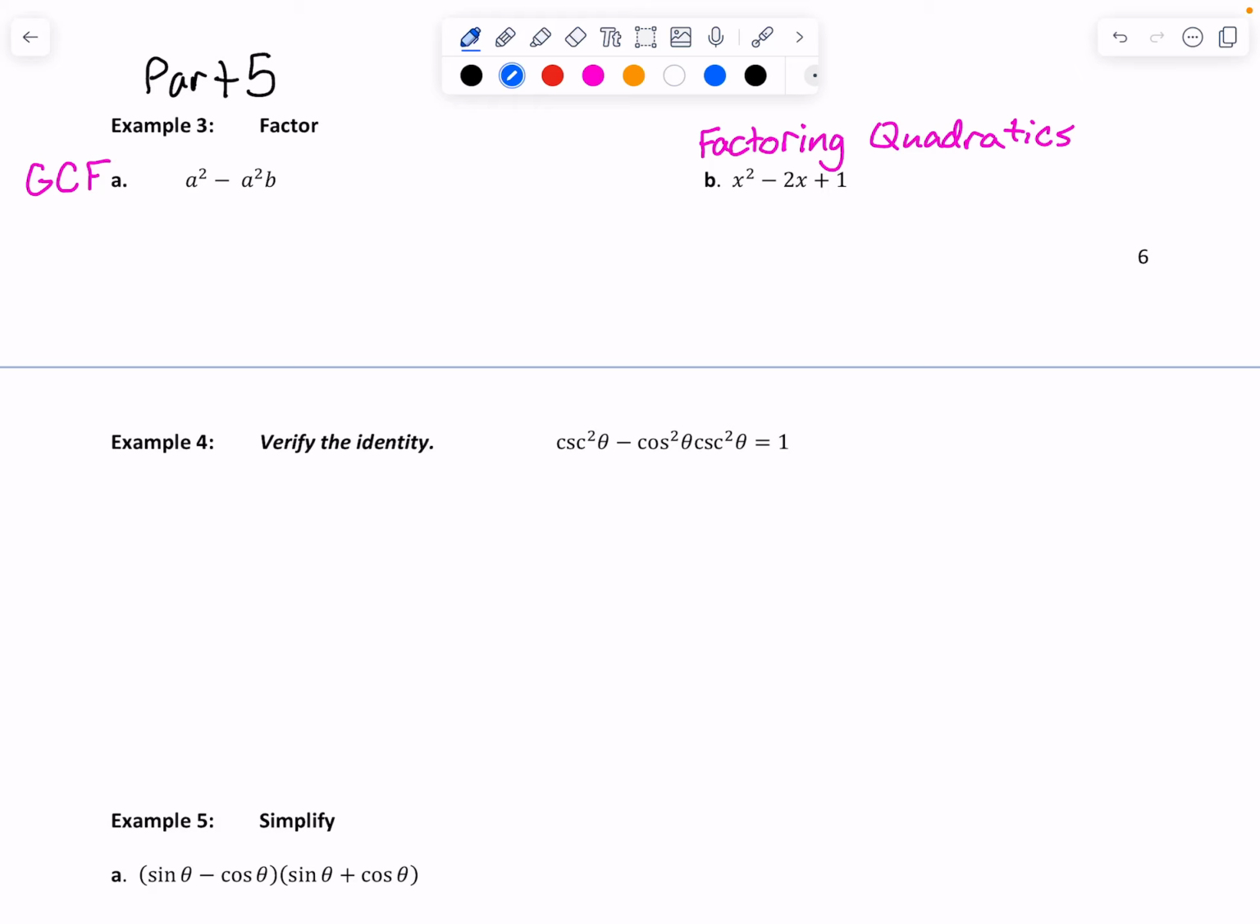In this video, we are going to continue our discussion of identities and taking trig expressions and simplifying them by focusing on factoring for a moment. We have two main types of factoring that you have studied in Pre-Calc 1 or Algebra 2 or College Algebra. We have factoring by the GCF, or we have factoring a quadratic.